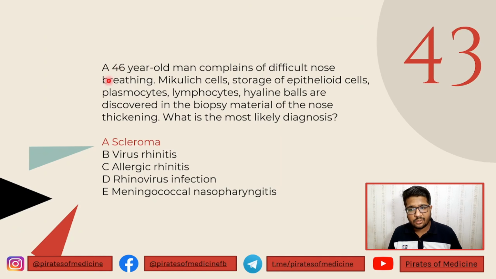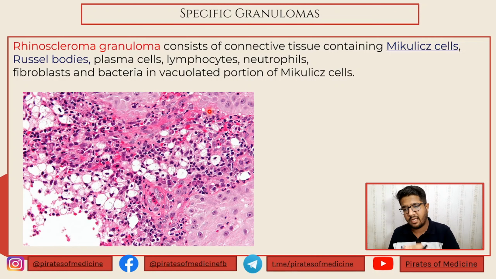Question 43 is that a 46-year-old man complains of difficult nose breathing. Mikulicz cells, clusters of epithelioid cells, plasma cells, lymphocytes, hyaline balls are discovered in the biopsy material of the nose thickening. What is the diagnosis? If you remember the previous videos, we talked about specific granulomas, and one of those specific granulomas was rhinoscleroma granuloma. Now, rhinoscleroma granuloma consists of connective tissue containing special cells called Mikulicz cells and Russell bodies, plasma cells, lymphocytes, and neutrophils.